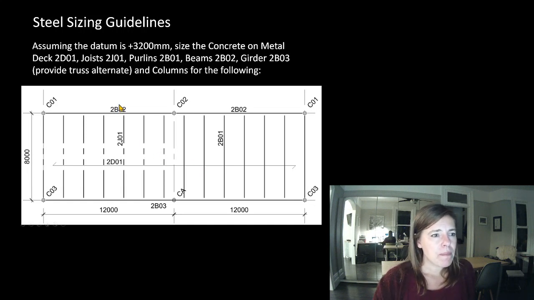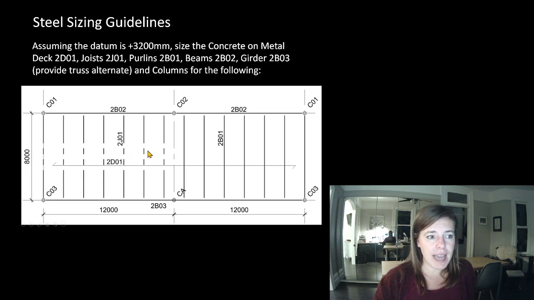So it looks like 2B02, they're picking up a bunch of little beams of some sort. So they look like they're doing something normal. I'd call those a beam. 2B03 looks like it's doing a big heavy job. I think I'd probably call that a girder. These ones are easy. They look like joists.